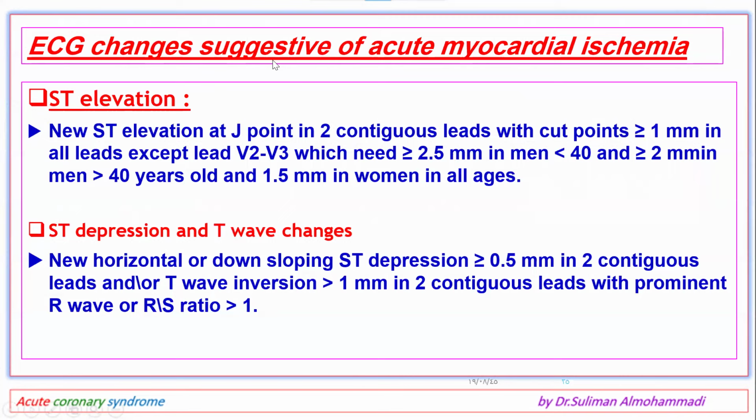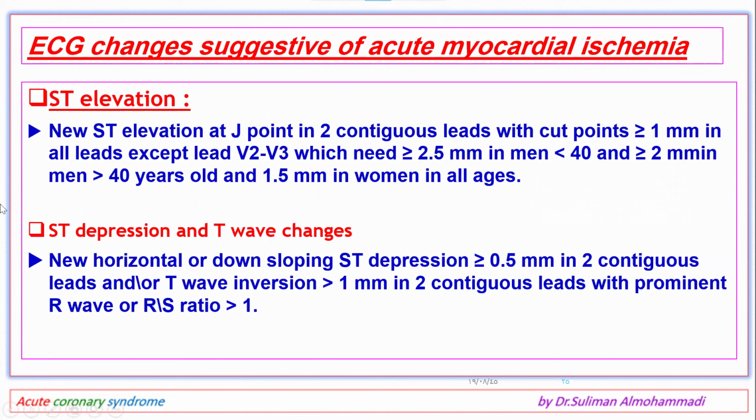ECG changes suggesting acute myocardial ischemia include either ST segment elevation or ST segment depression and T wave changes. ST segment elevation is defined by new ST segment elevation at the J point in two contiguous leads with a cut point of more than 1 millimeter in all leads, except leads V2 and V3, which need more than 2.5 millimeters in men younger than 40 years old, and more than 2 millimeters in men older than 40 years. And in women, they only need 1.5 millimeters in all ages.